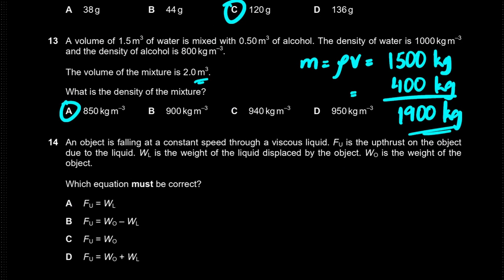Question number 14. An object is falling at a constant speed through a viscous liquid. Fu is the upthrust. WL is the weight of the liquid displaced by the object, which you know is equal to upthrust, right? Upthrust is calculated using this idea that the upthrust equals the weight of liquid displaced. So Fu equals WL. If I see that, that's going to be my answer, which I do. So that's A. And WO is the weight. So Fu and WL were the same thing, which is why we just ticked off this one. So that's the answer here.